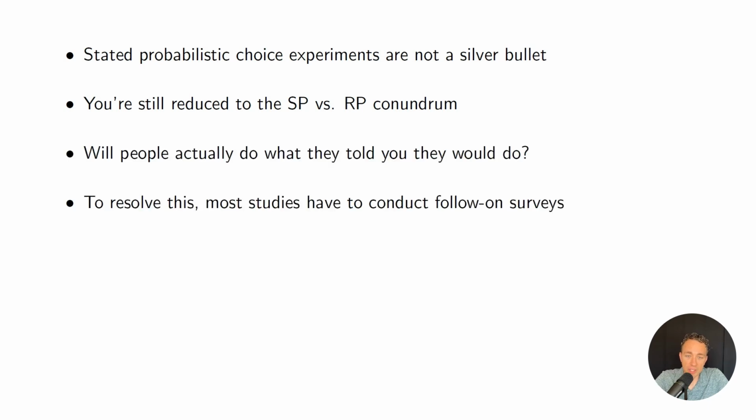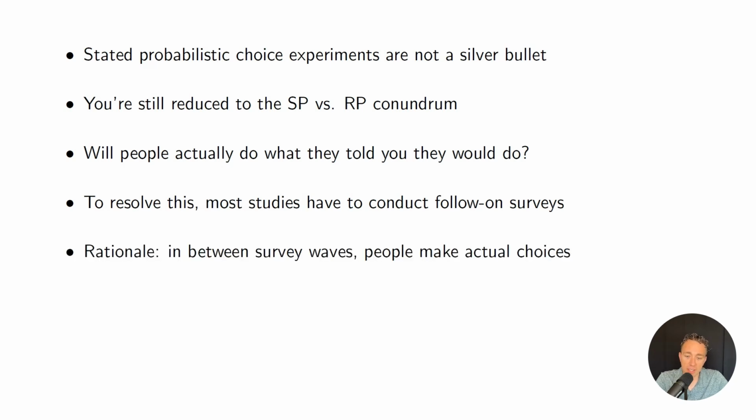And one way to get around this is to conduct a follow-on survey. So if you ask somebody, are you going to choose Thai or Mexican or nothing else for food on Friday? Then if you followed up with them on Monday and asked them where they actually went on Friday, you could get some validation of what they told you on Thursday when you asked that question.